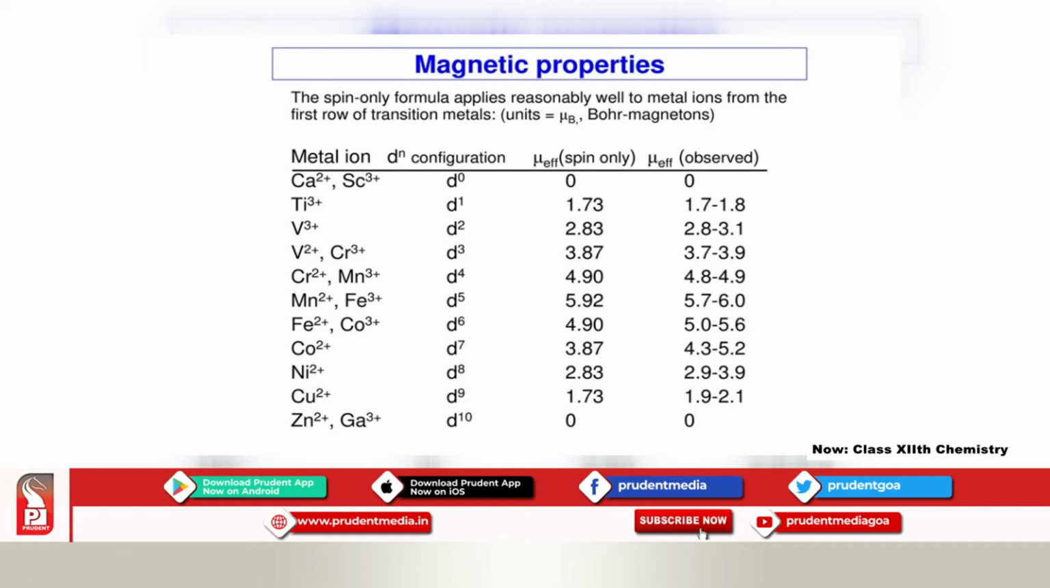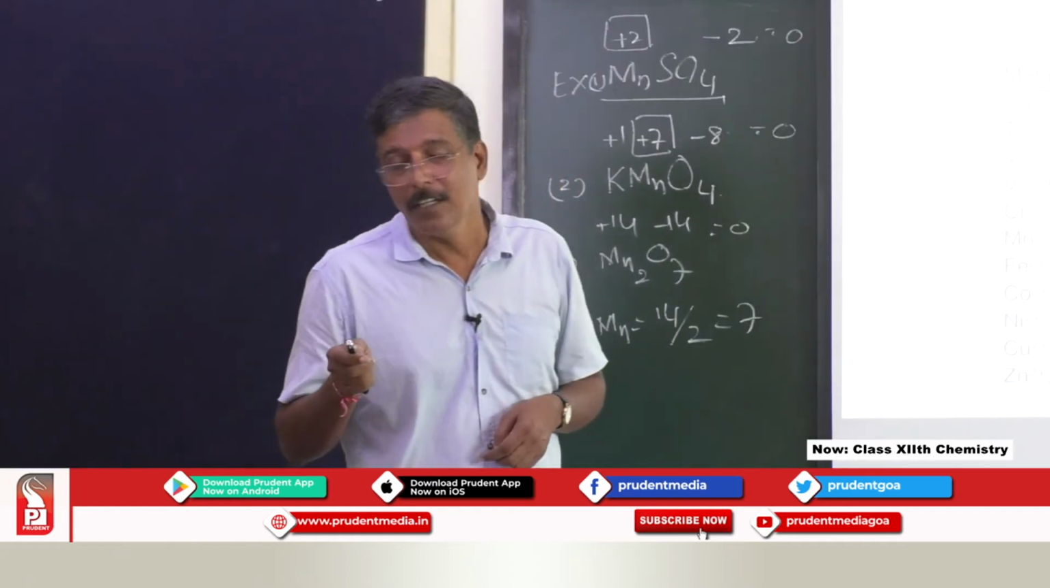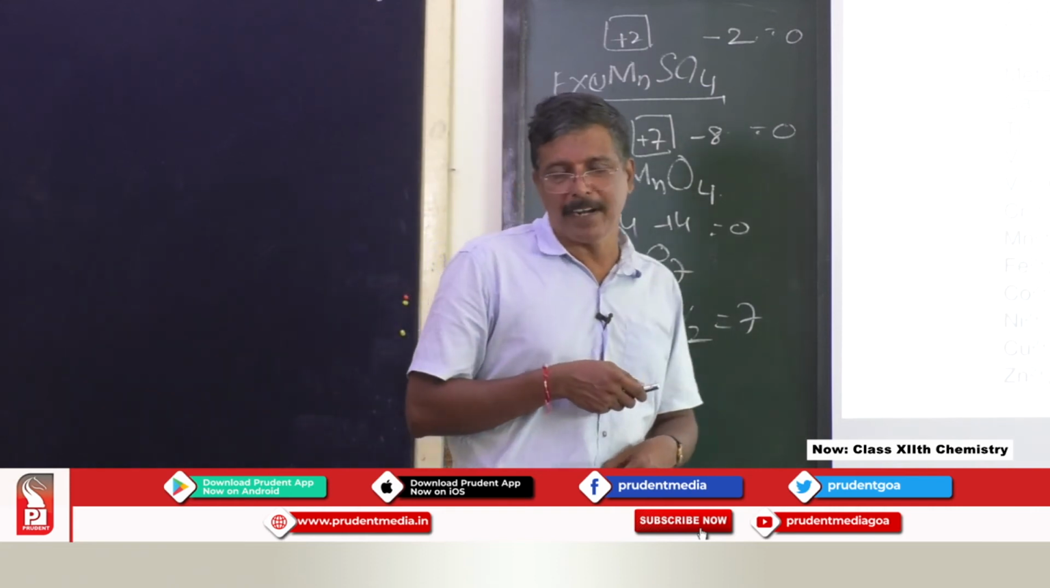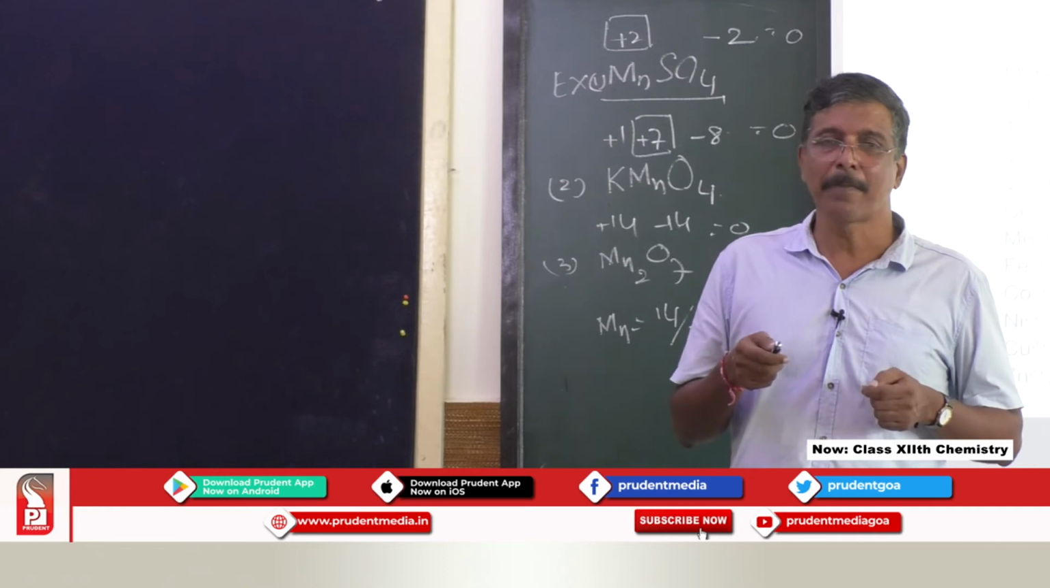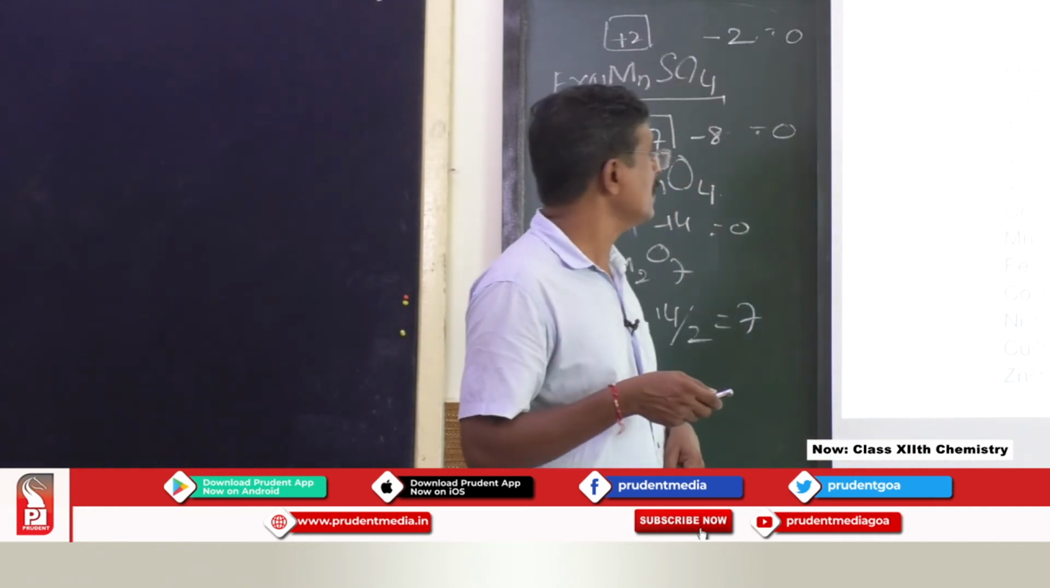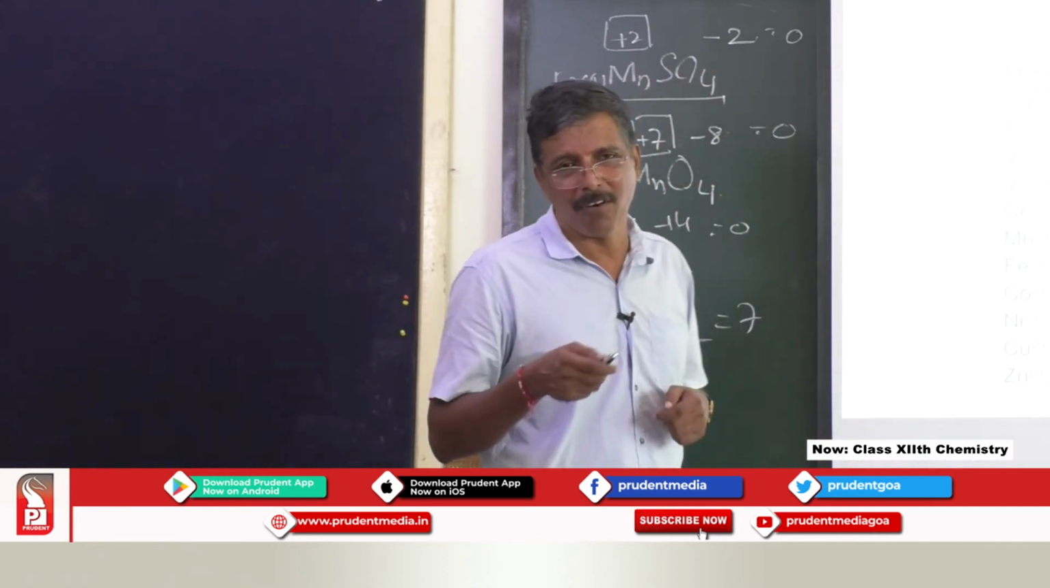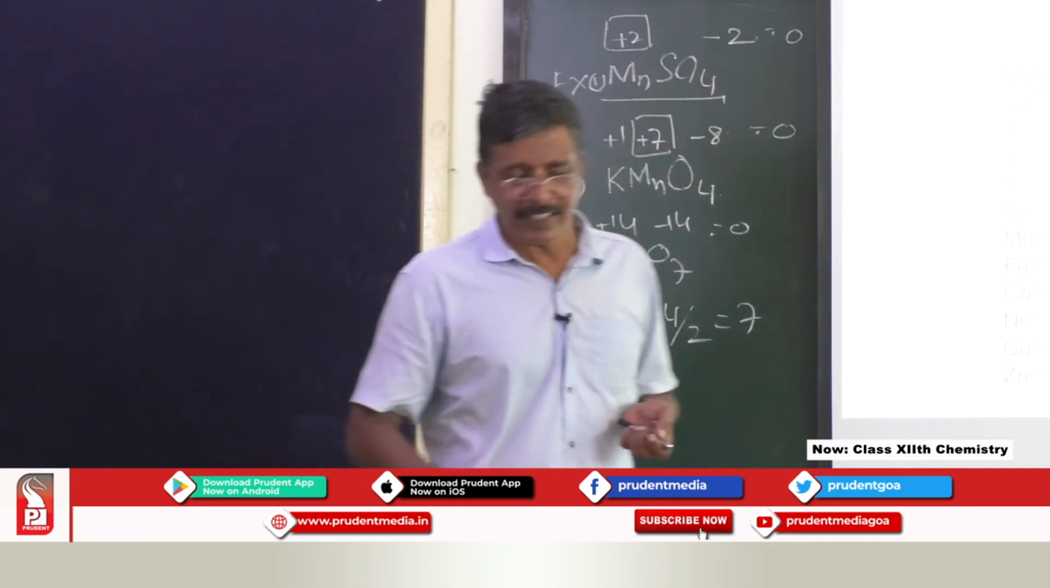And d10, that is zinc and gallium. Zinc is in the +2 state, gallium in the +3 state. So it is d10, and it shows 0 because it has no unpaired electrons. That is how it shows. So usually all elements have unpaired electrons, except the last one. They are diamagnetic because all electrons are paired. Go for the next.